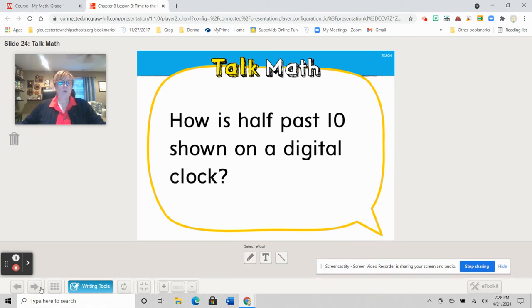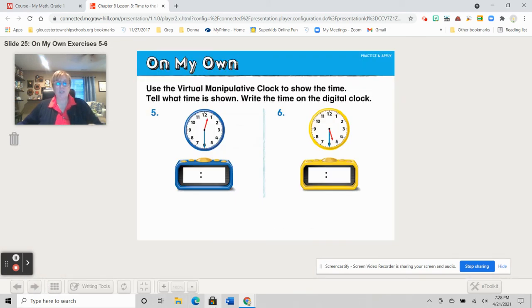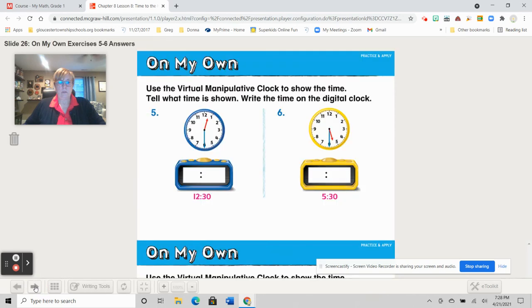Okay, now we're going to do some on your own. And again, this page, up until number 10, is showing clocks and you write the digital time. Okay, so pause and come back and check your answers when you're ready for numbers 5 and 6. Okay, here we go. All right, 12:30 and 5:30.